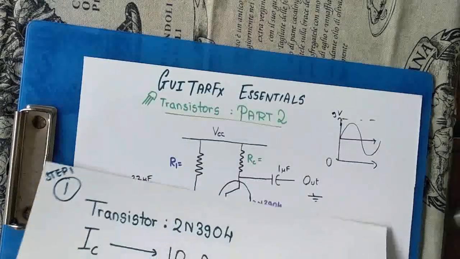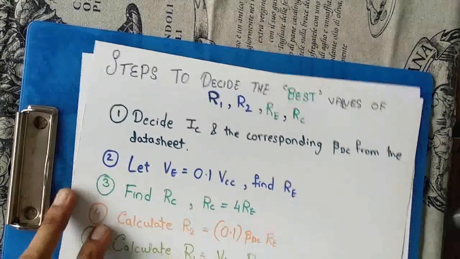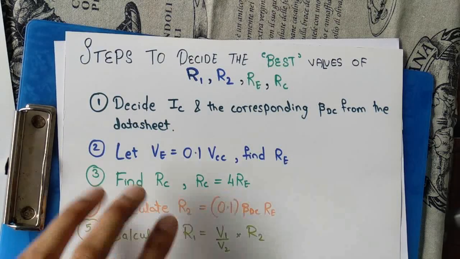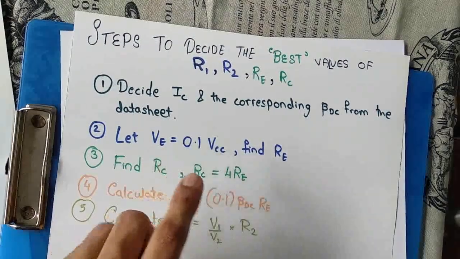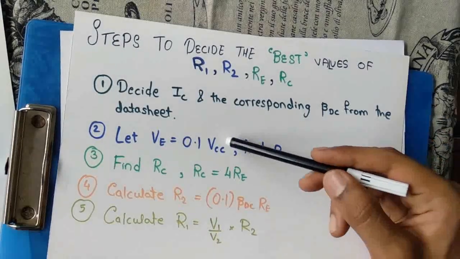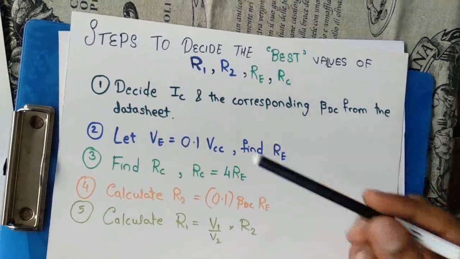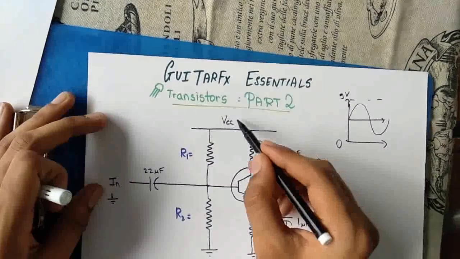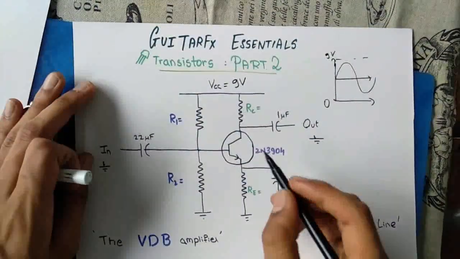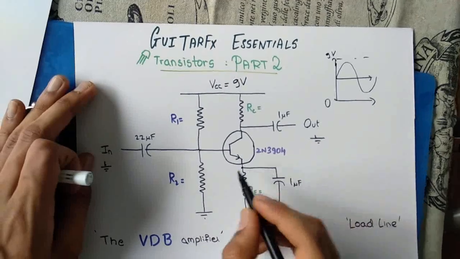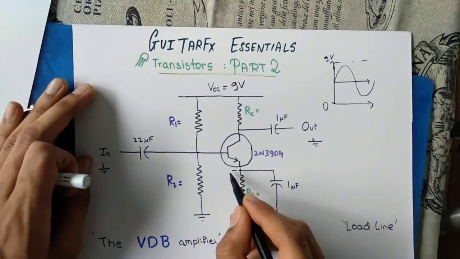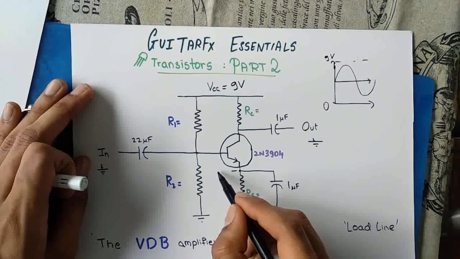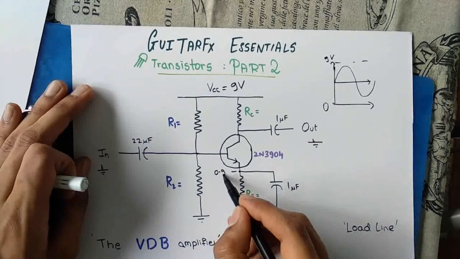Okay. Now, let's have a look at step 2. Step 2 says, let's decide that the emitter voltage is 1% of the supply voltage. What this basically means is that in this circuit right here, if our supply voltage is 9 volts, we have to assume that the voltage at this point is going to be 1% of the supply voltage, which is 0.9 volts.